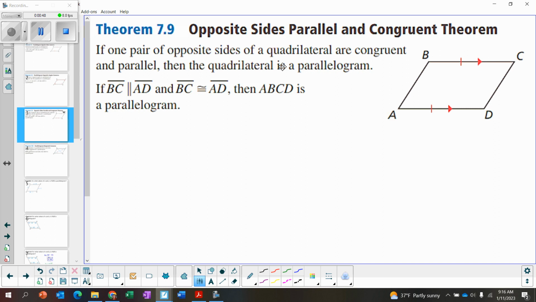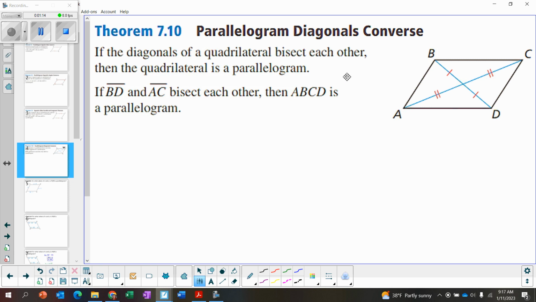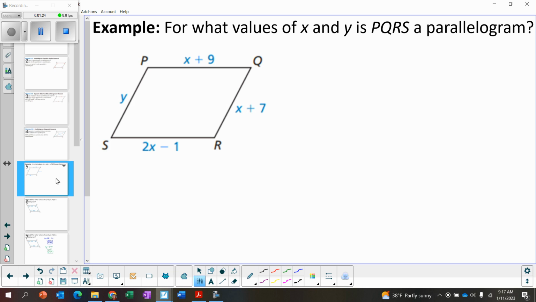This one is not one of the properties that we learned. So this is actually new, and instead of being a converse, it's just a theorem. It's called the opposite sides parallel and congruent theorem. If I could show one pair of sides, the same pair of sides, is both congruent and parallel, that makes it a parallelogram. I don't need to know anything about the other two sides as long as these two are both congruent and parallel. And also the parallelogram diagonals converse: if I can show that the diagonals bisect each other, that makes it a parallelogram.